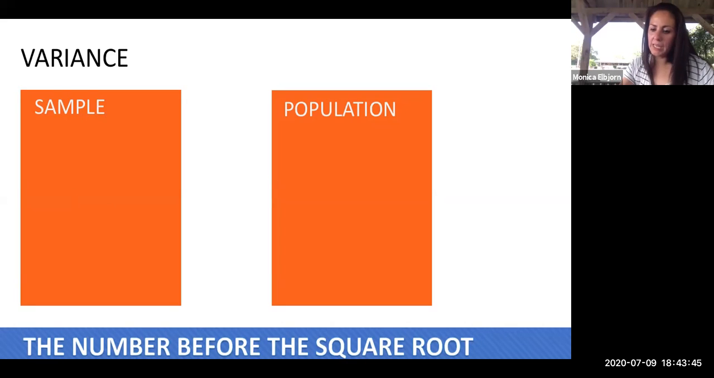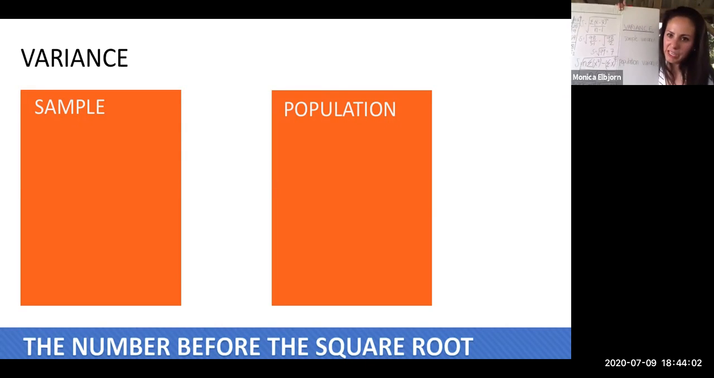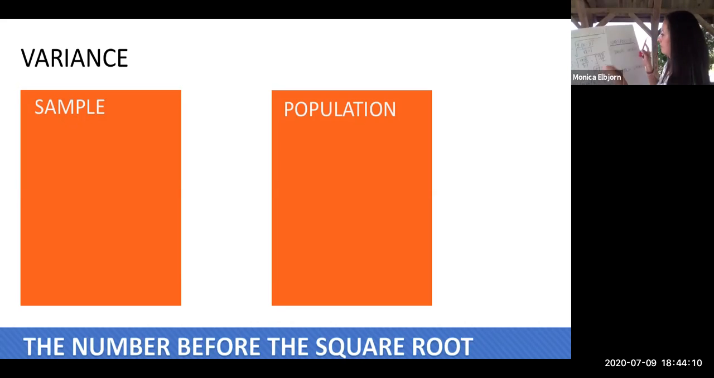So tell me, can someone tell me what's the standard deviation of a sample? What's the symbol of a standard deviation of a sample? Or what's the standard deviation symbol of the population? S, very good. S. So if we're talking about sample, standard deviation is S. What about population? Sigma, very good. Sigma.